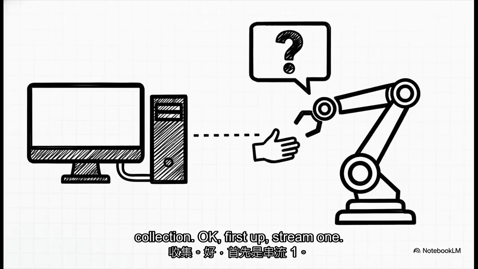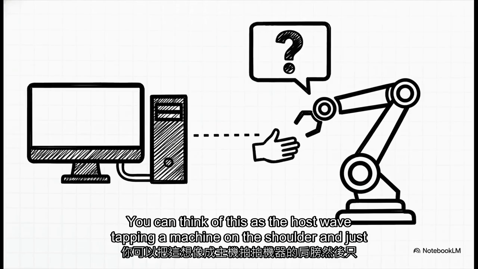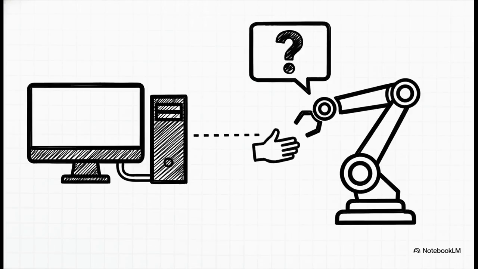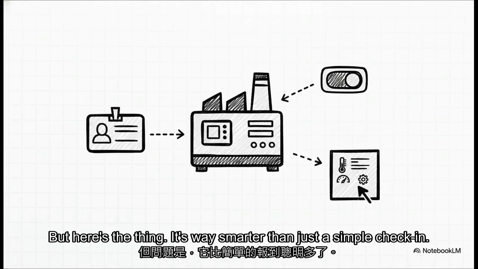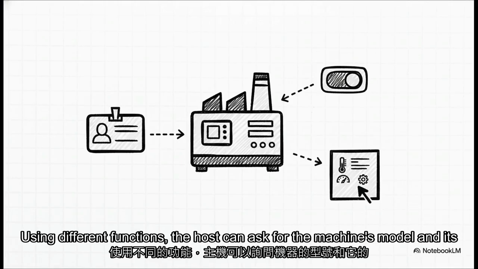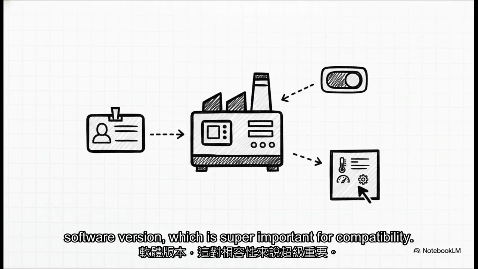Okay, first up, Stream 1. You can think of this as the host's way of tapping a machine on the shoulder and just asking, hey, what's your current status? It is the absolute foundation of monitoring anything. But here's the thing. It's way smarter than just a simple check-in. Using different functions, the host can ask for the machine's model and its software version, which is super important for compatibility.